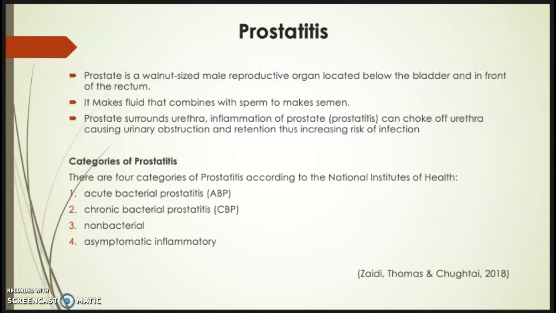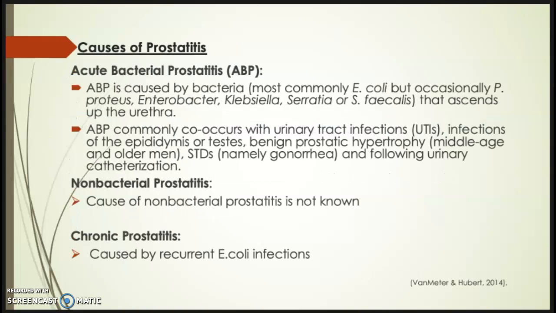There are 4 categories of prostatitis. These include acute bacterial, chronic bacterial, non-bacterial, and asymptomatic inflammatory. Acute bacterial prostatitis is caused by bacteria, most commonly E. coli. Acute bacterial prostatitis commonly co-occurs with urinary tract infections. Non-bacterial prostatitis, the cause of this is not known, and chronic prostatitis, the cause is recurrent E. coli infections.